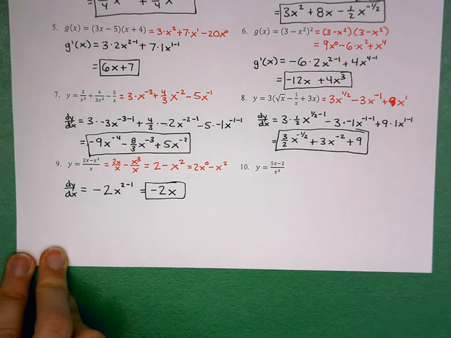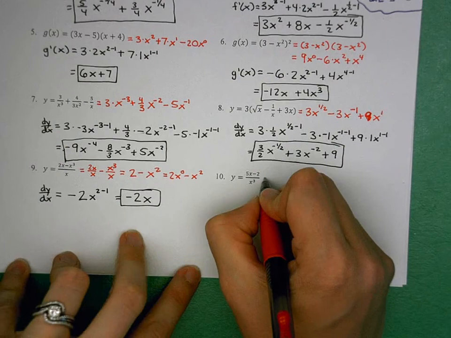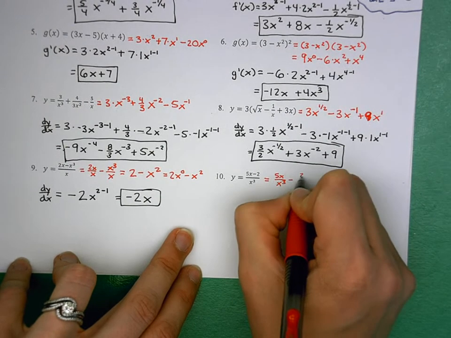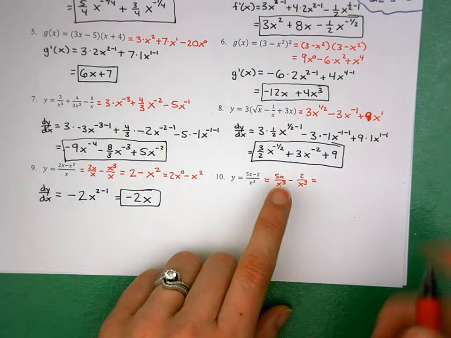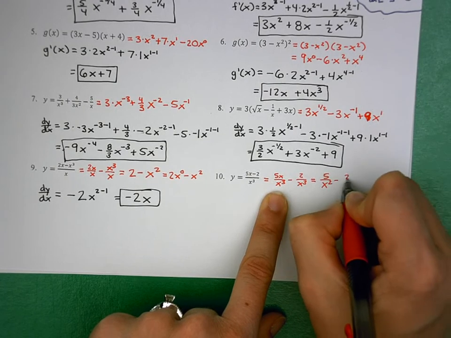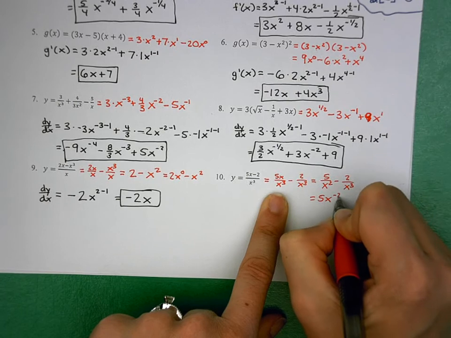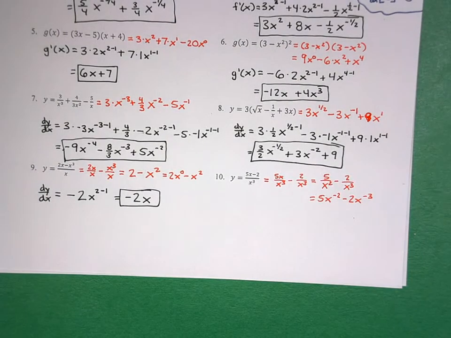Okay? Go ahead and pause the video, give number 10 a shot, restart it when you are ready. Okay, rewriting this, we have our 5x over x cubed minus 2 over x cubed, which allows me to get rid of this division. This becomes 5 over x squared minus 2 over x cubed, which is 5x to the negative 2 minus 2x to the negative 3. And we can do power rule.